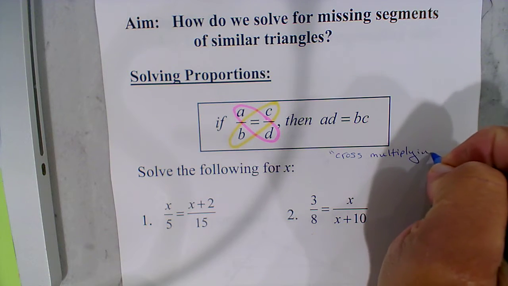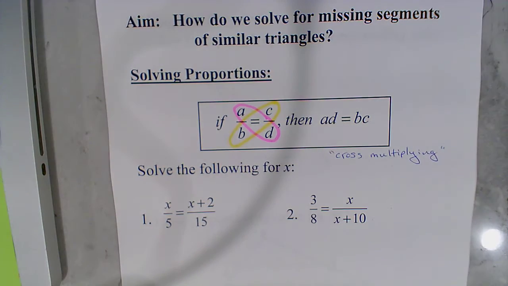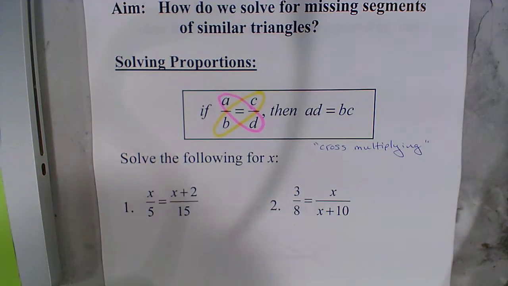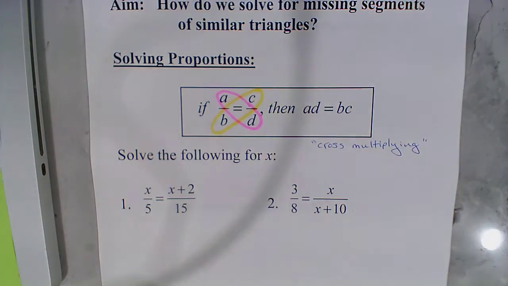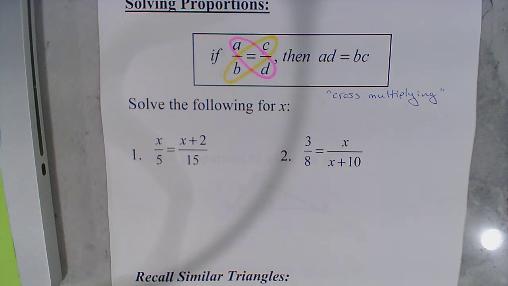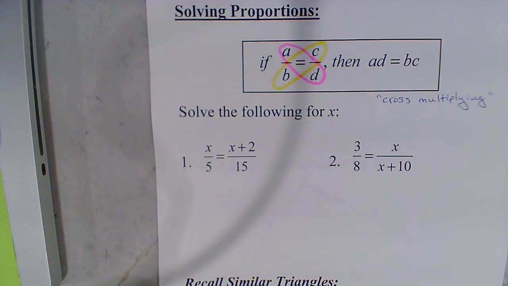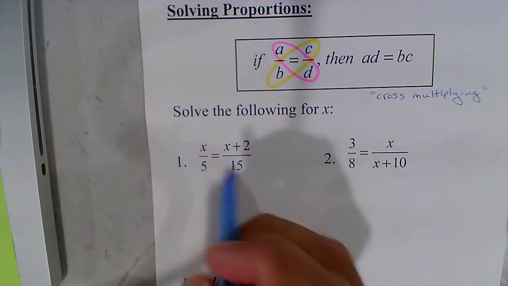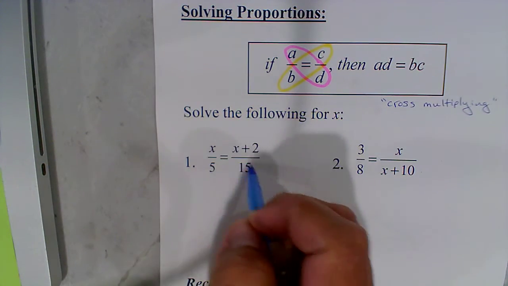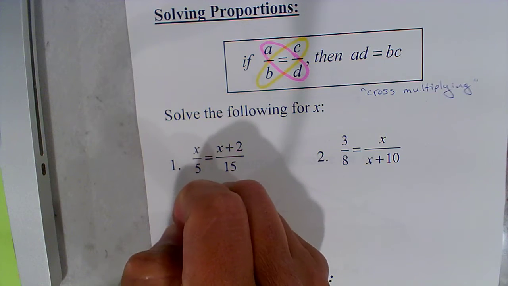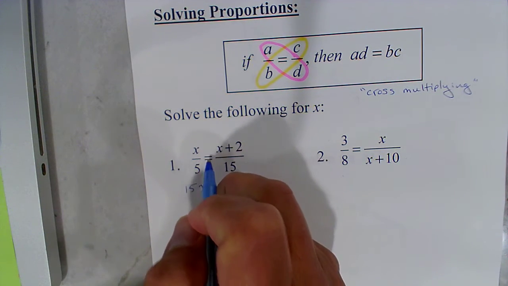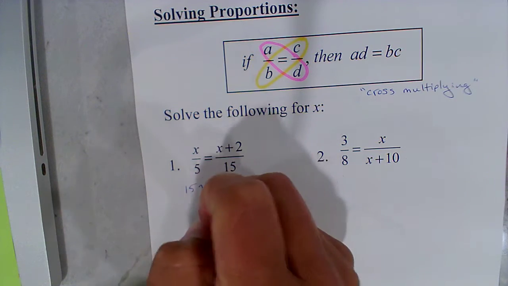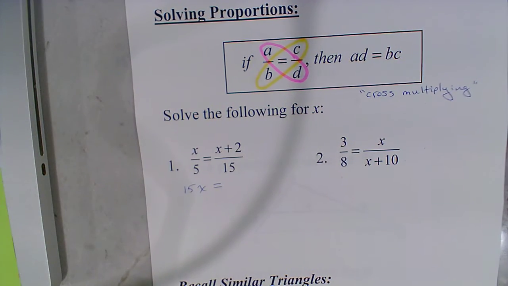Now, cross multiplying is generally considered the easiest way to solve a proportion, so I would recommend sticking with what works. If you had x over 5 is equal to x plus 2 over 15, you're going to cross multiply, so x times 15 is 15x. Do not lose your equal sign. Once you multiply these two pieces, you have to remember to put your equal sign in the middle.